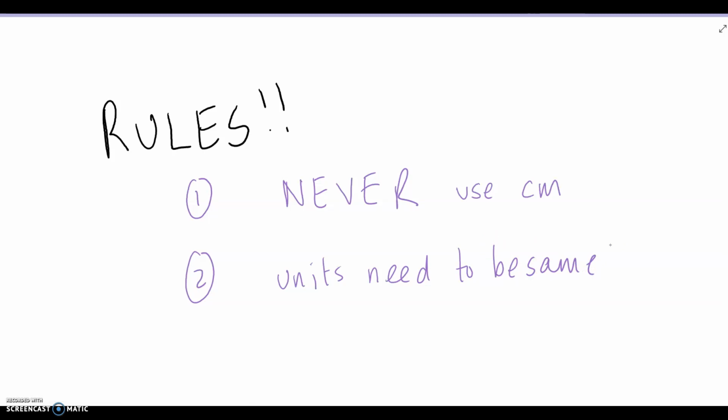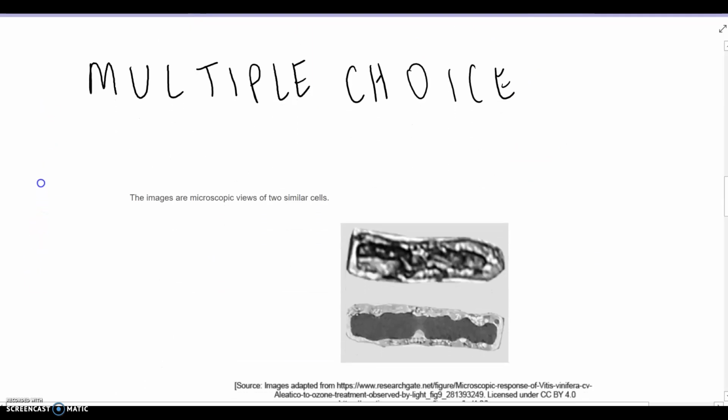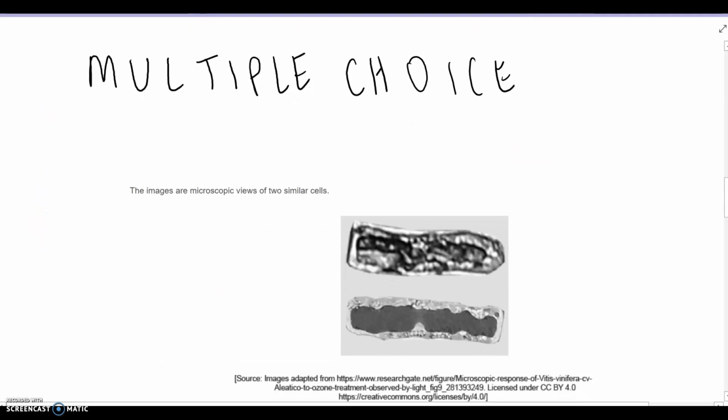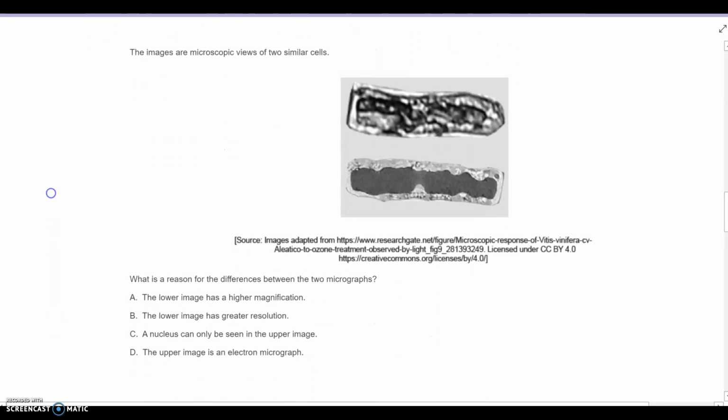Okay, so there are different ways that questions can be asked. You can find magnification questions in the multiple choice section. This would be an example. This isn't really a magnification calculation, but it's about magnification. The images are microscopic views of two similar cells. You can see you've got two similar cells here, and it's asking what is the reason for the difference between the two micrographs.